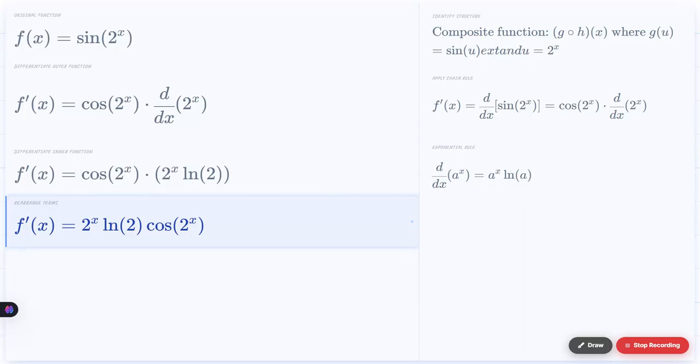We multiply cos of 2 to the power of x by 2 to the power of x times the natural log of 2. We do this to combine all our parts into one line. We can change the order of multiplication to make it easier to read.